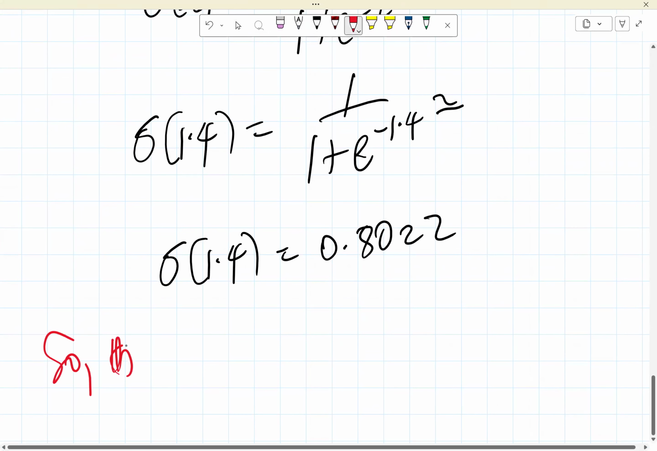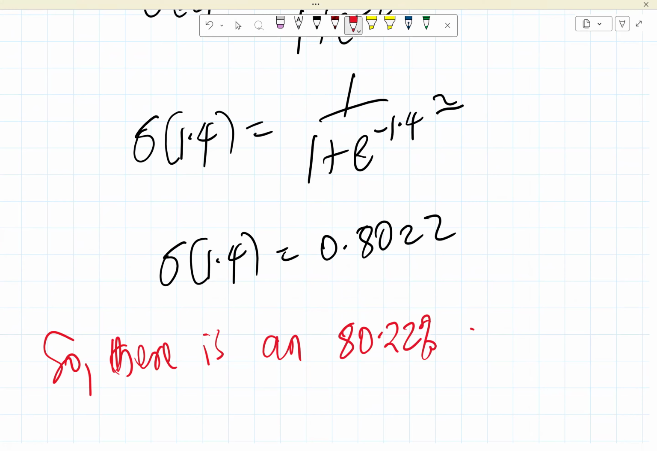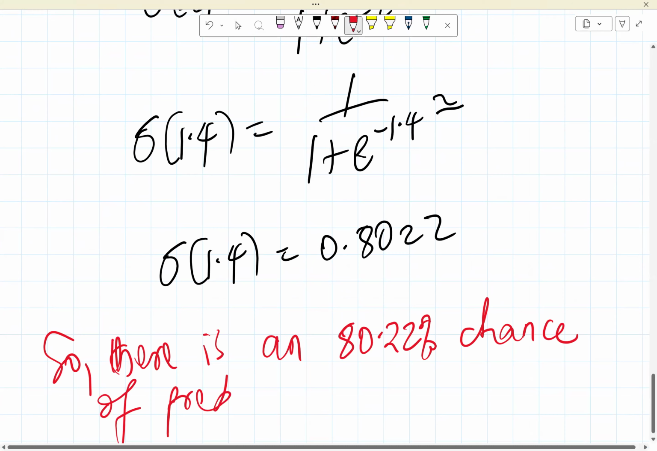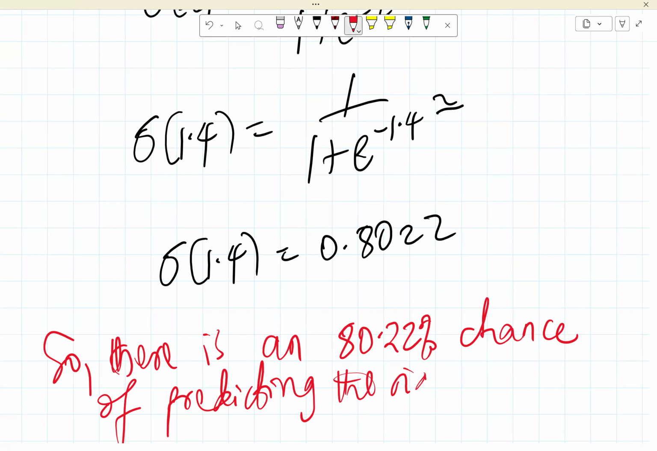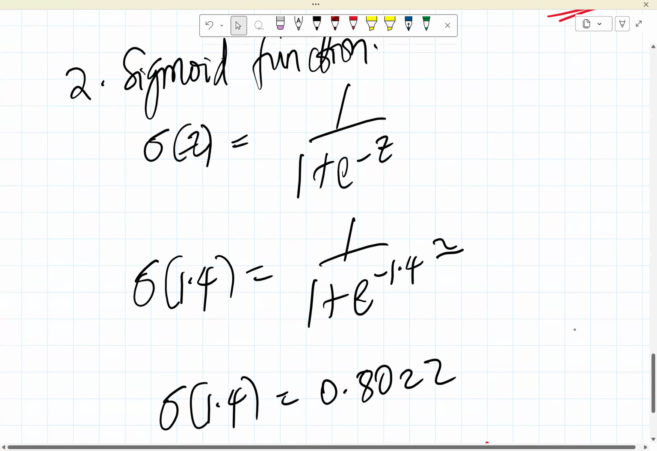So there is an 80.22% chance of predicting the right results. So if you use this, that's for sigmoid.